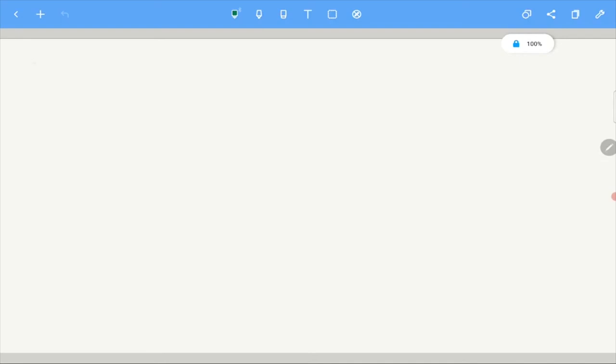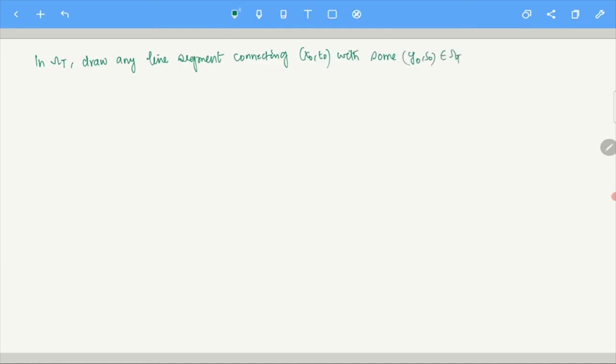So now what we are going to do is, in omega capital T, draw any line segment connecting this point x naught t naught with some y naught s naught in omega T.